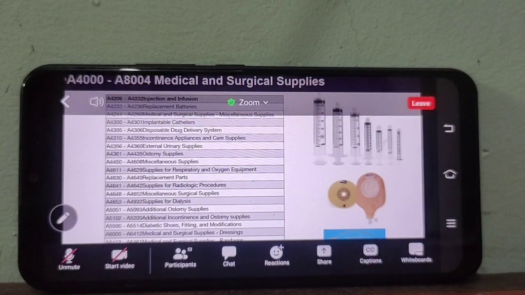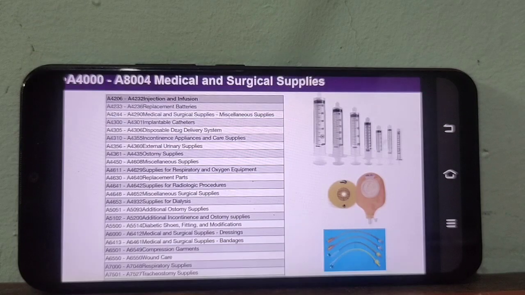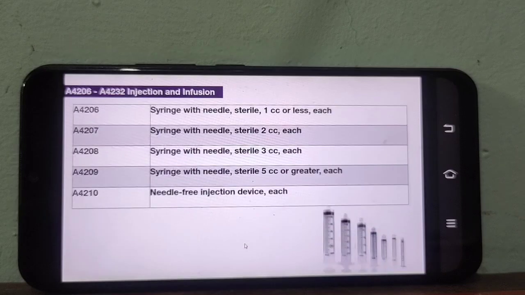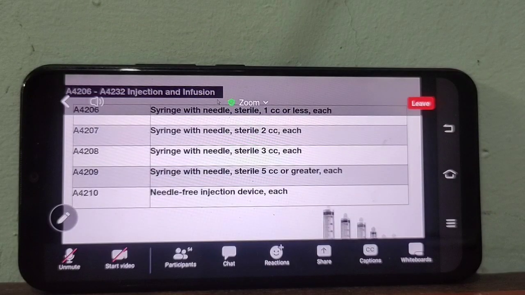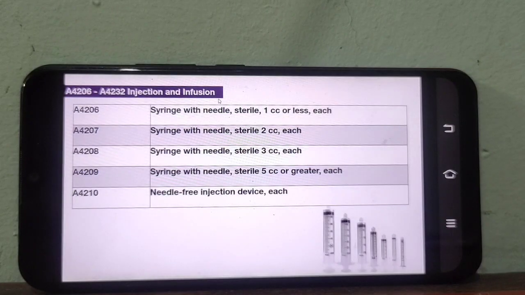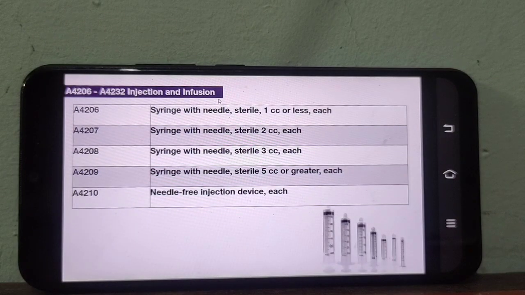Based on the material, the codes are arranged here from the code section of A4206 to A7501. Now, check that injection and infusion. So, injection and infusion codes are present between A4206 to A4232. A4206 is for syringes.